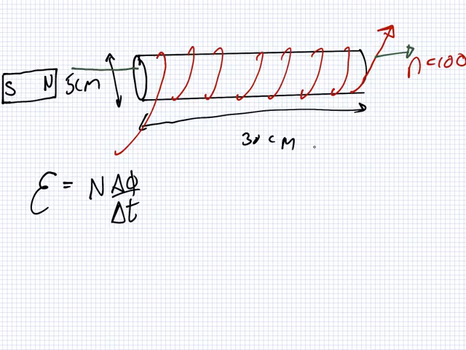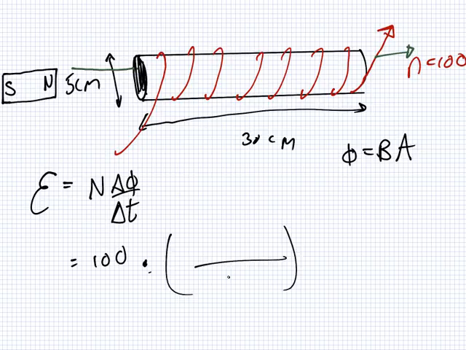And here, flux is density times area. What is changing here, the B or the A? The B. Because the area is not changing. So this would be 100 times, the time is 3 seconds, and what I'll do actually, this is A, change in B over change in time. Because only this one is changing, not the A. Only that one's changing.